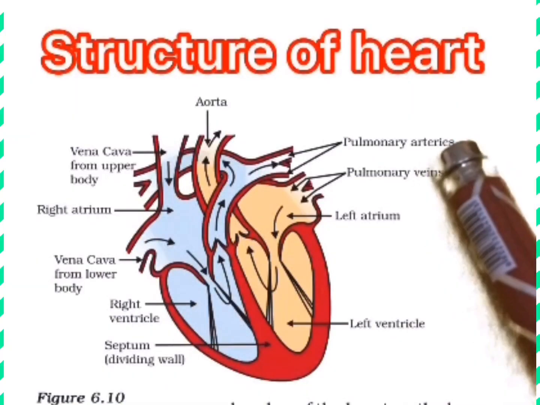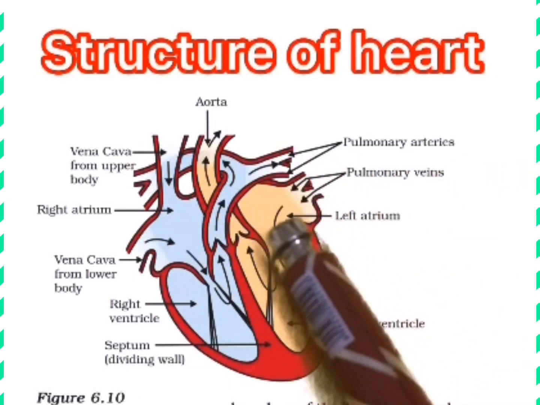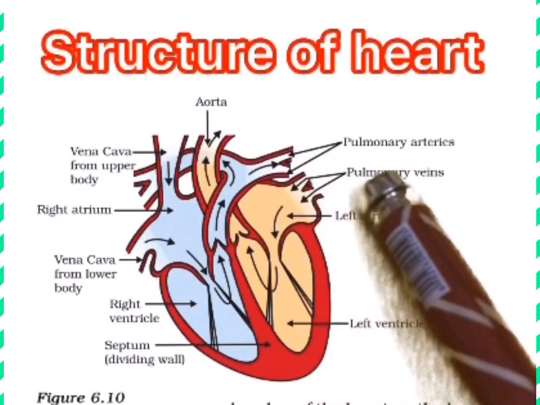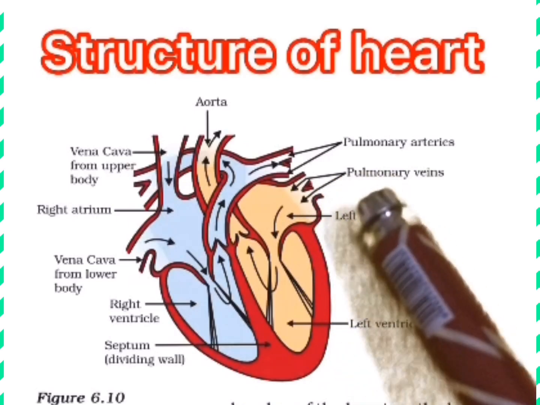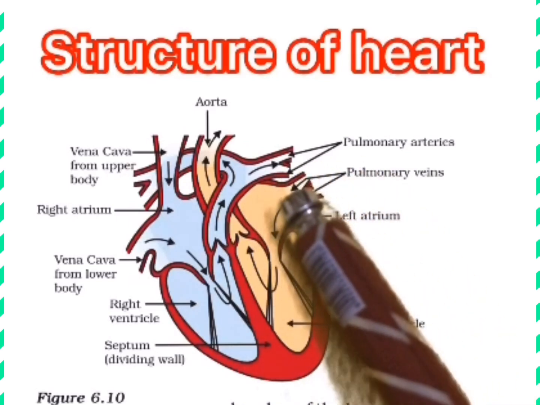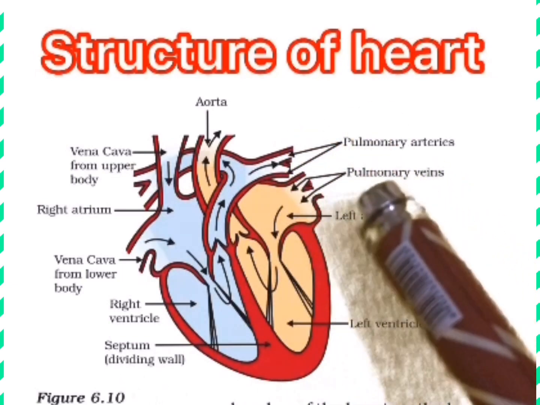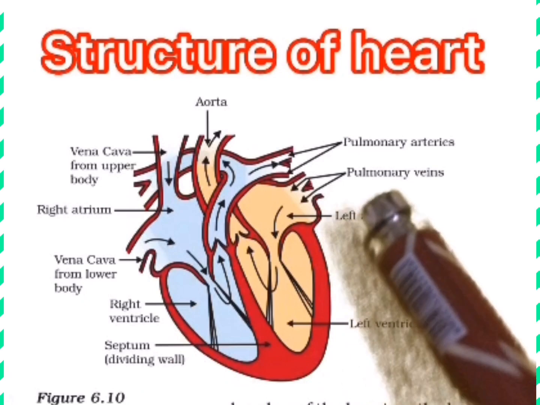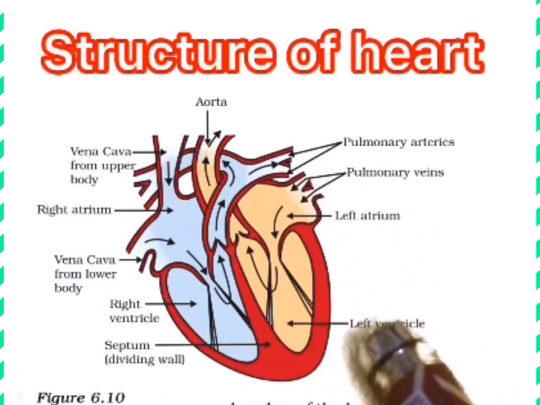The oxygen rich blood from the lungs reaches the left atrium through pulmonary veins. When left atrium relaxes, blood moves to left atrium. When left atrium contracts, it moves to the next chamber called left ventricle.